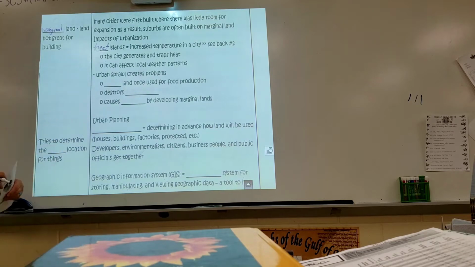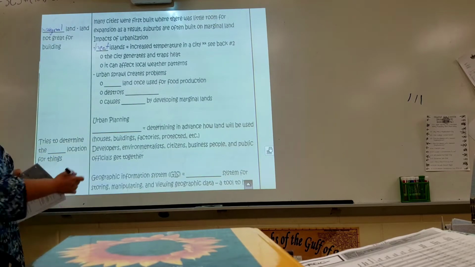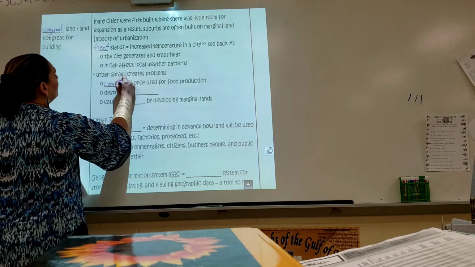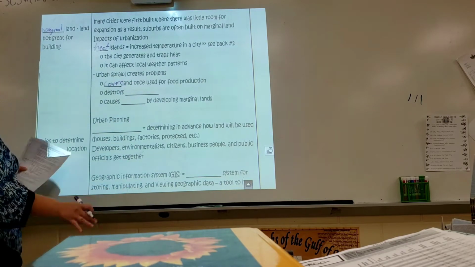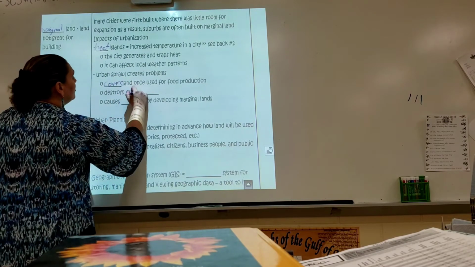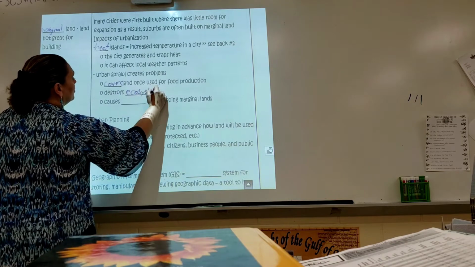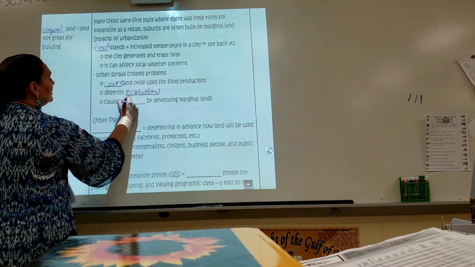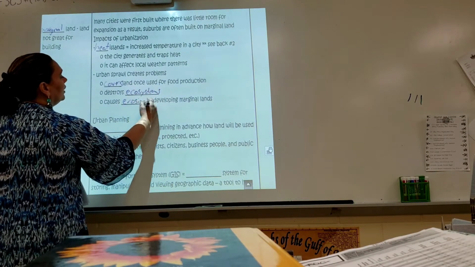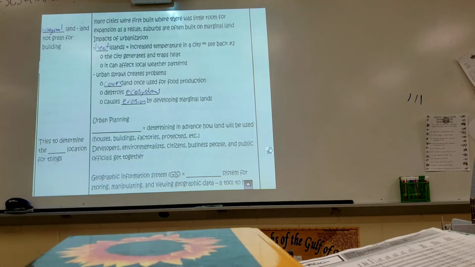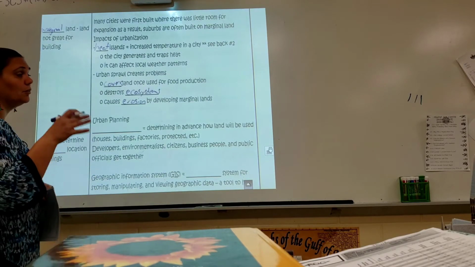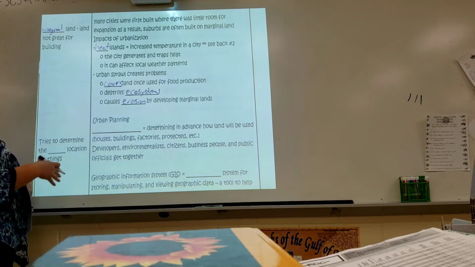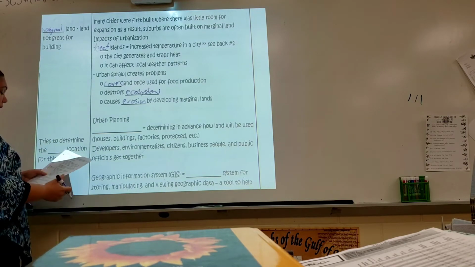Urban sprawl creates problems. It covers the land that was once used for food production. It'll destroy your ecosystems. And it causes erosion by developing marginal lands. Remember, you need those root systems from those plants to keep all that land in place. If we don't have those root systems in place from the trees, from the plants, erosion is going to occur. We're going to have a problem.